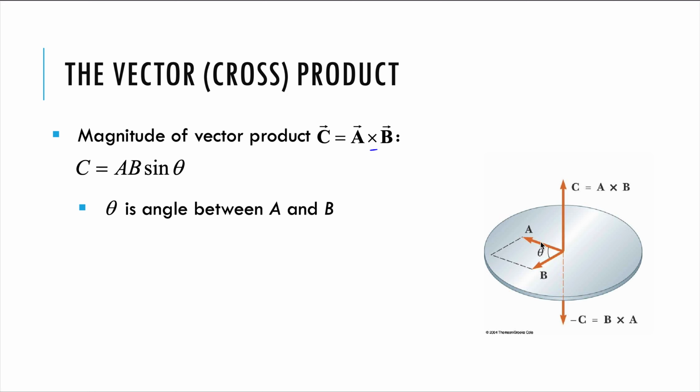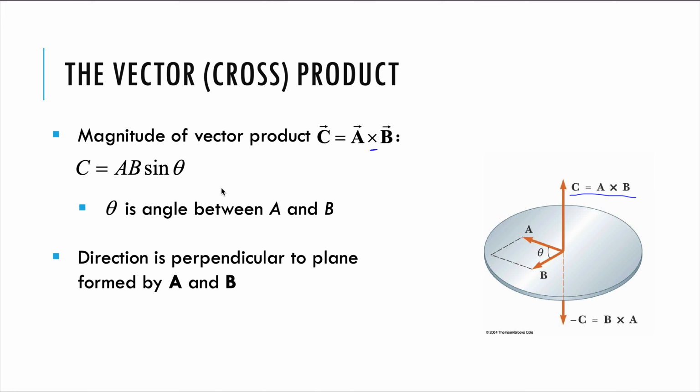So you can see in this picture we have two vectors A and B, and this is the cross product, A cross B, which is vector C. To find the length of this vector, it's AB sine theta, where theta is the angle between A and B. And vectors have a direction. The direction of the cross product is perpendicular to the plane formed by A and B. The plane formed by A and B is shown by this disk, and vector C is perpendicular.